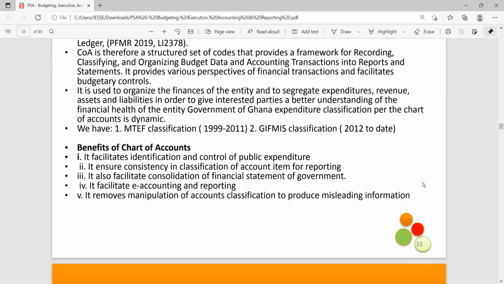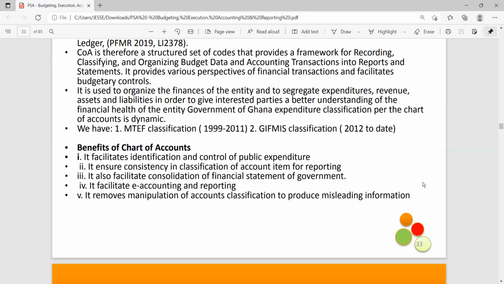It also ensures consistency in classification of account items for reporting. It ensures consistency. So you would have a consistent classification of items, which helps for organization purposes, proper organization of the accounts. It also facilitates consolidation of financial statements. Now, if you have consistency in place, consolidation becomes easier. So it facilitates the consolidation of financial statements of government.